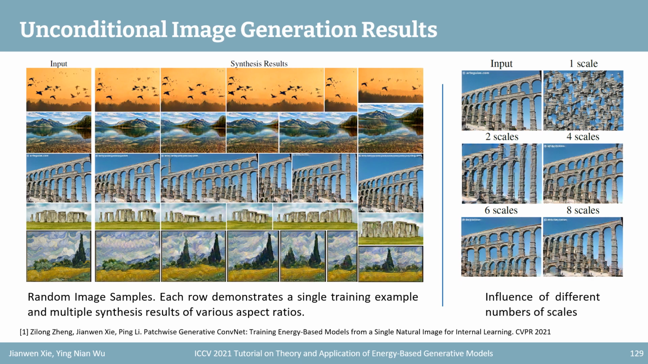The left figure displays some results of unconditioned image generation. Each row demonstrates a single training example and multiple synthesis results of various aspect ratios. The framework is able to generate realistic images with arbitrary size and aspect ratios by sampling from the learned distribution that capture different scales of internal statistical properties of patches within the input image. The right figure shows the influence of the numbers of scales that we use in the model.